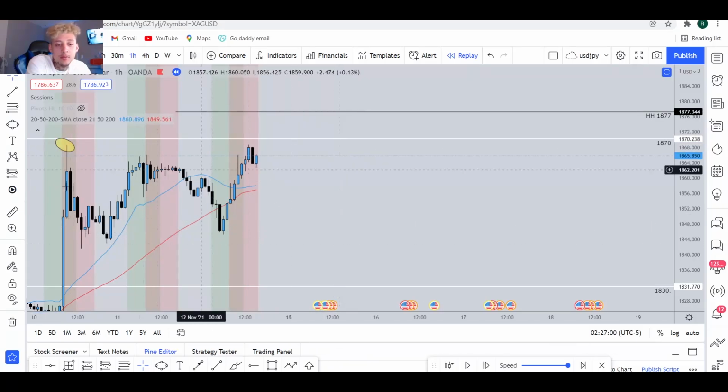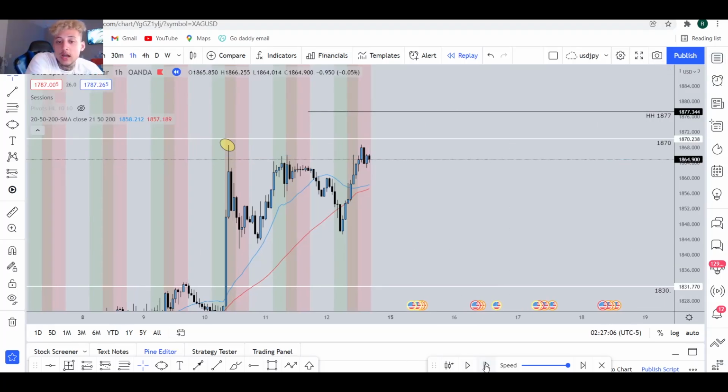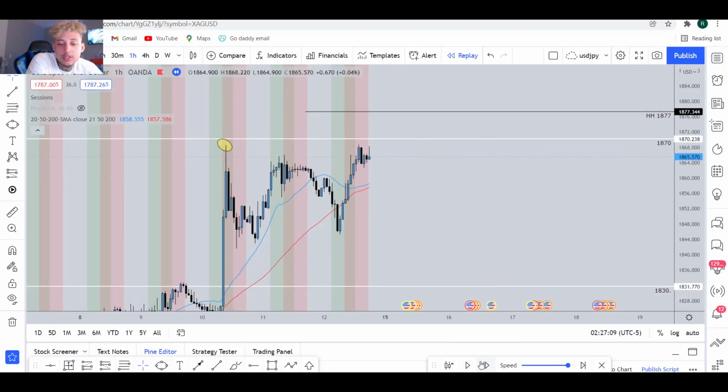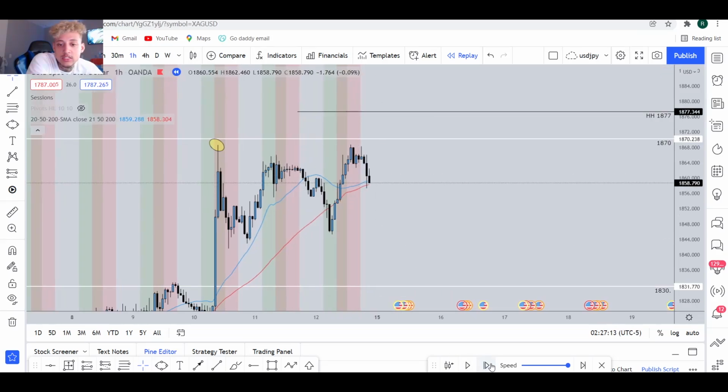At this point in time, the best thing for you to do is just simply wait and sit on your hands and maybe trade another one of your pairs while you wait for gold to actually set up. Still no details yet. We're getting closer to resistance, but not quite. And now here we're actually starting to see some rejection.